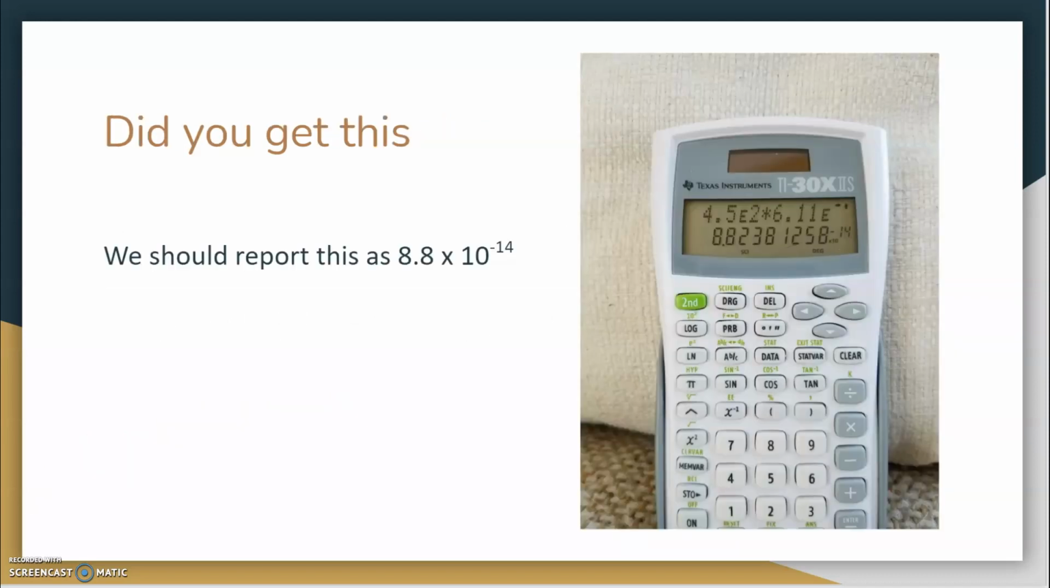Did you get this? 8.82381258 times 10 to the negative 14th. That's a lot of digits, so we're going to just report this to two significant figures, and we get 8.8 times 10 to the negative 14th. So hopefully you got the right answer. If you didn't, email me and I can help you out.